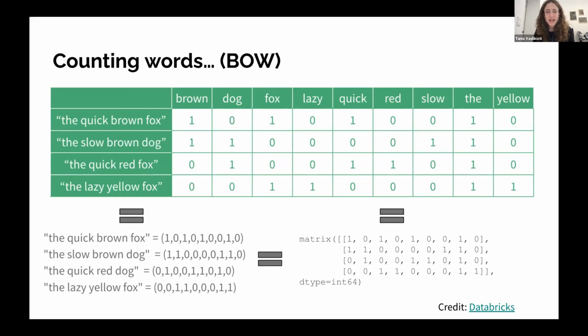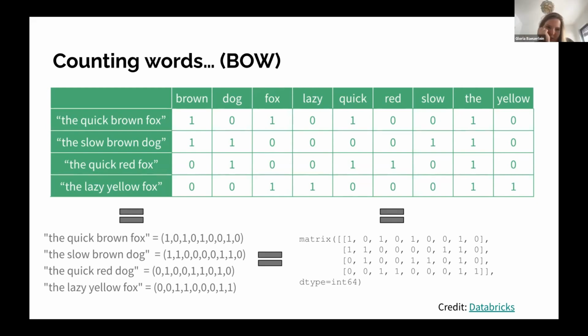And if we put all of these vectors together, we actually have a matrix that represents all of the documents, all of these phrases, in the space of these words, right? So this is essentially just word counts. We count how many times each word appears for each document.